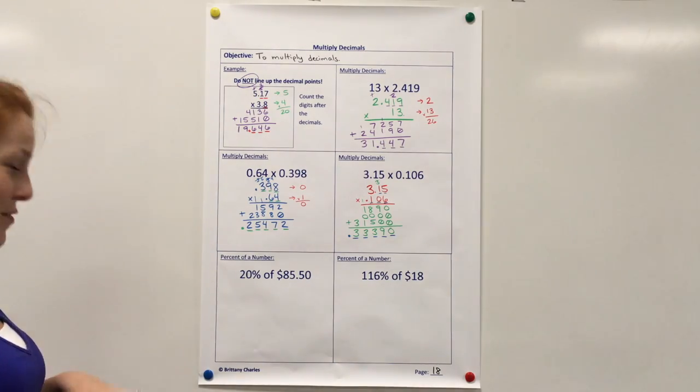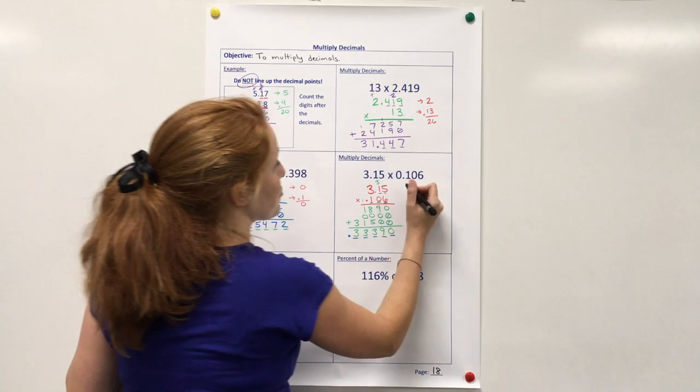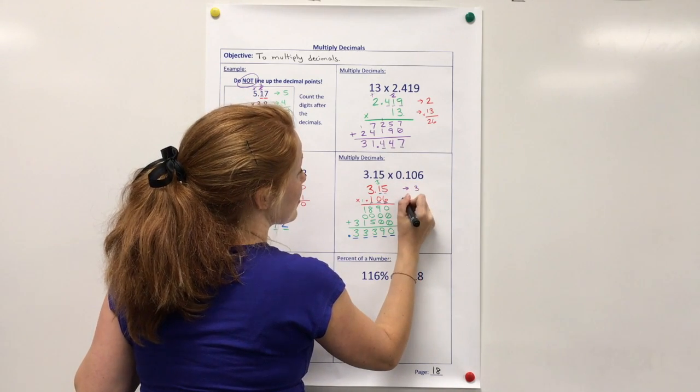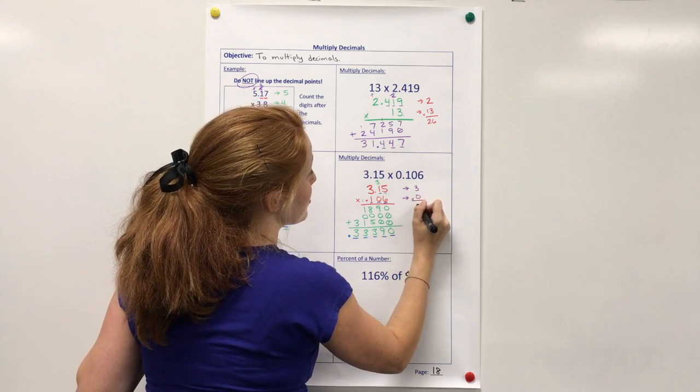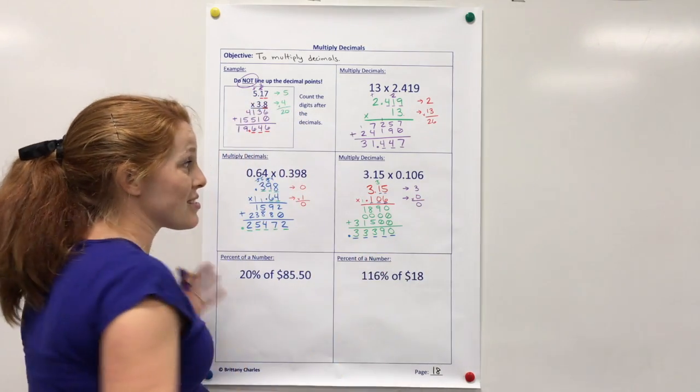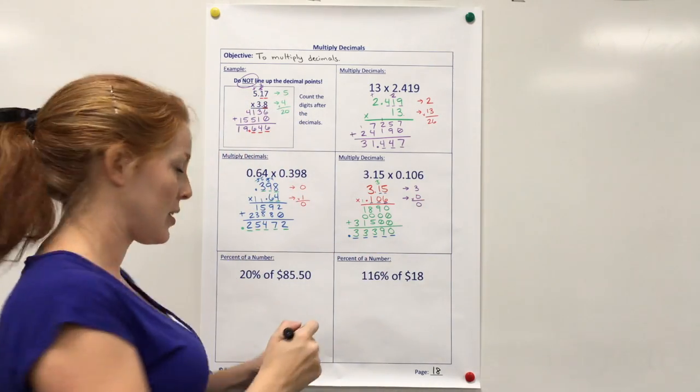Again, let's check and see if this makes sense. This rounds to 3. This rounds to 0. 3 times 0 is 0. So it makes sense that my answer is less than 1.